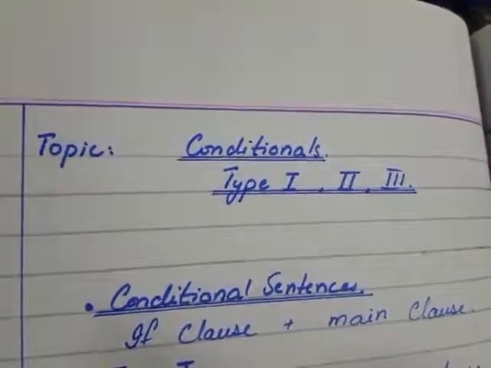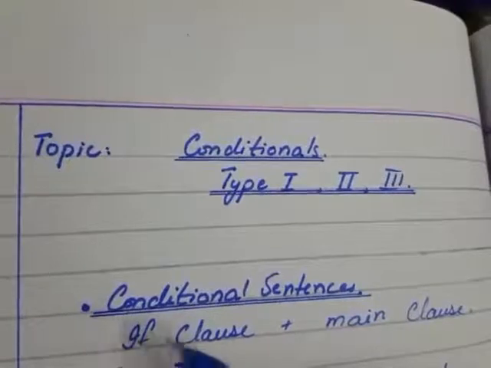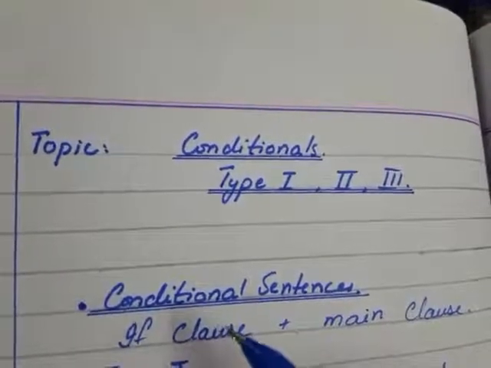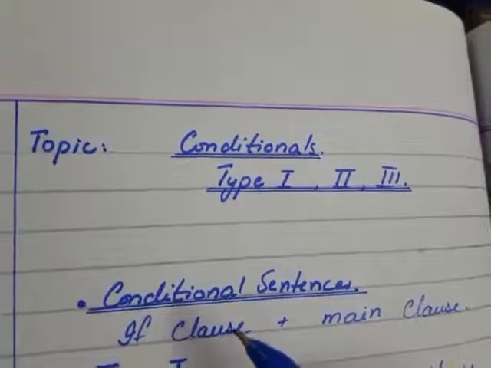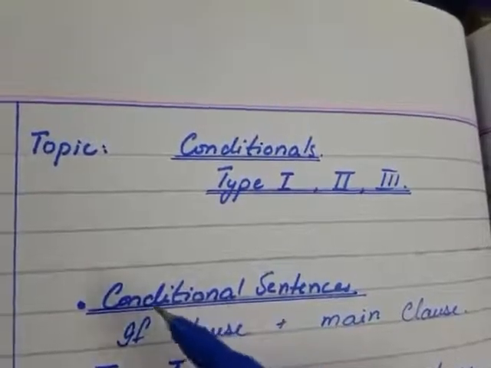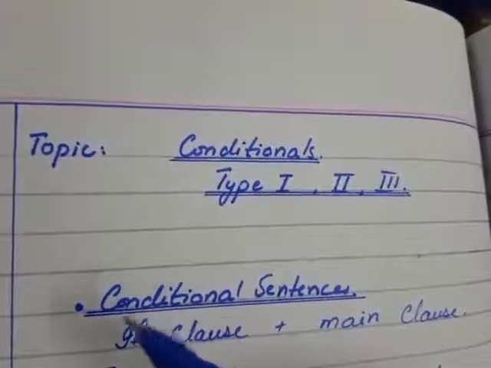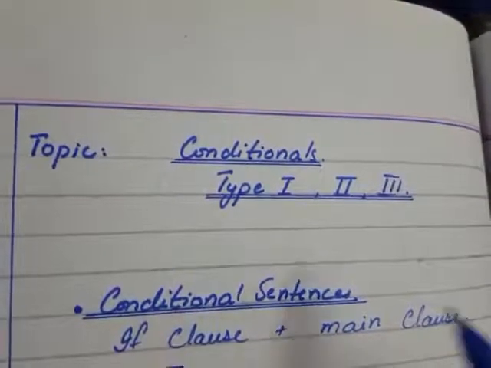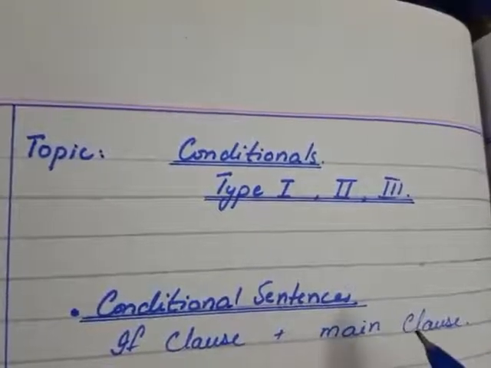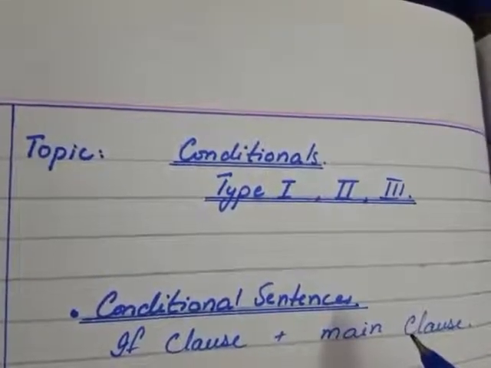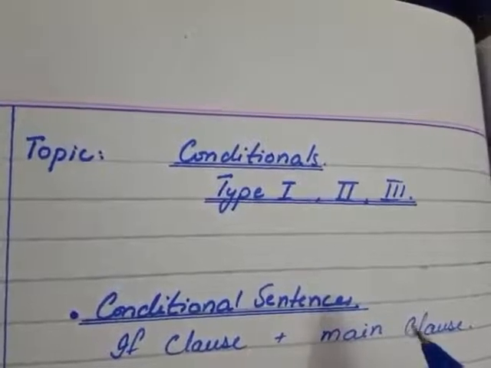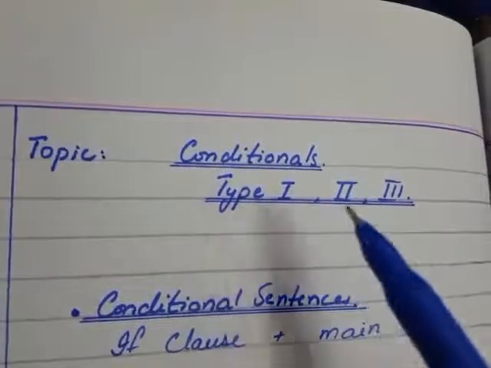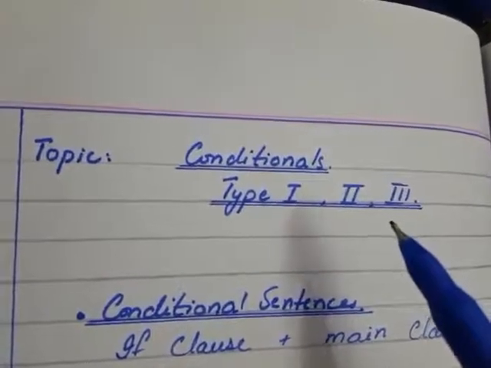A conditional sentence consists of two clauses, if clause and a main clause. If clause is the subordinate clause, and it shows that if the condition given in if clause is completed, then the action given in the main clause can take place. There are three types of conditionals: type 1, 2 and 3.